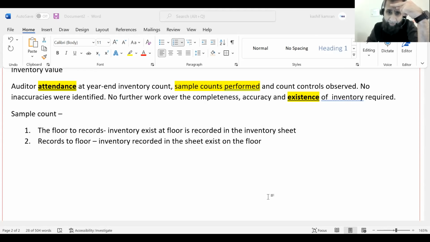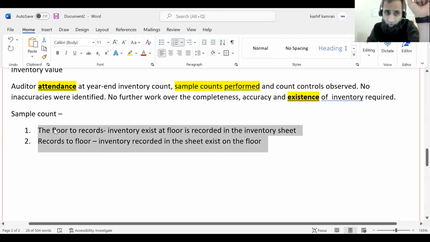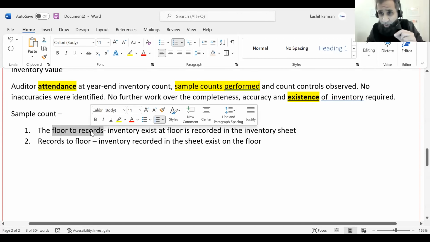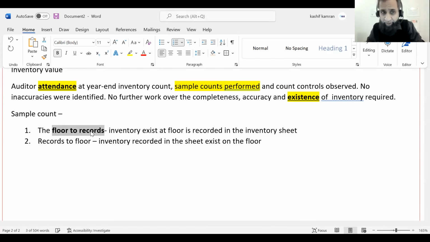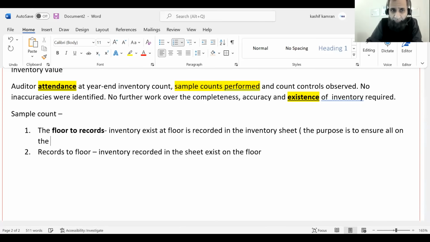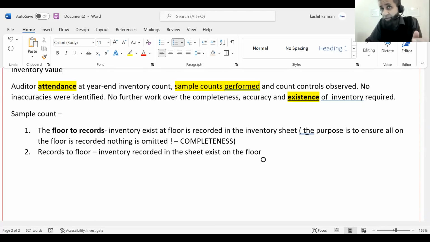Perfect answer. Completeness. Yes. When you go from floor to record, your purpose is to ensure that everything on the floor is recorded. Nothing is omitted. So when you go from floor to record, the purpose is to ensure all on the floor is recorded. Is that completeness? Yes, that is completeness.